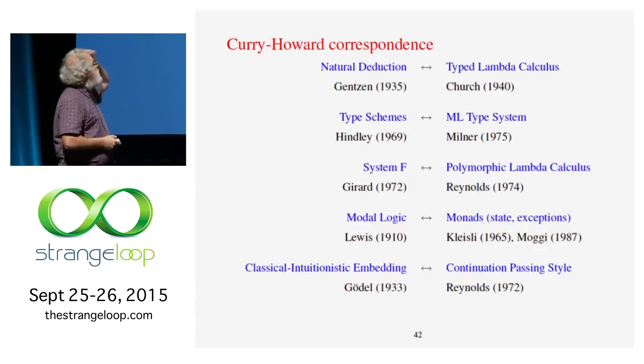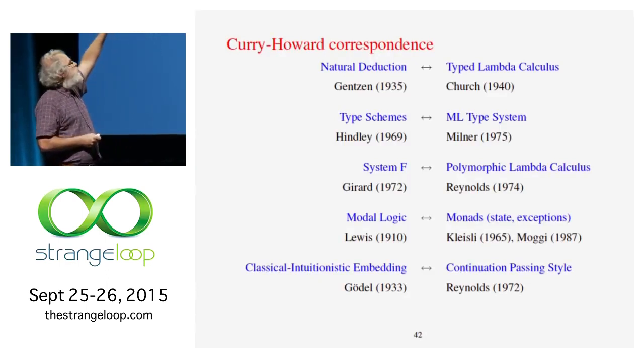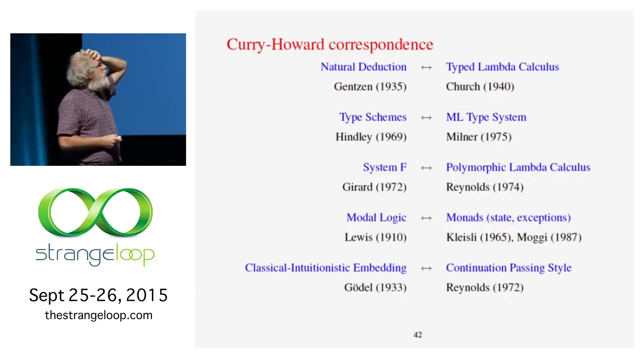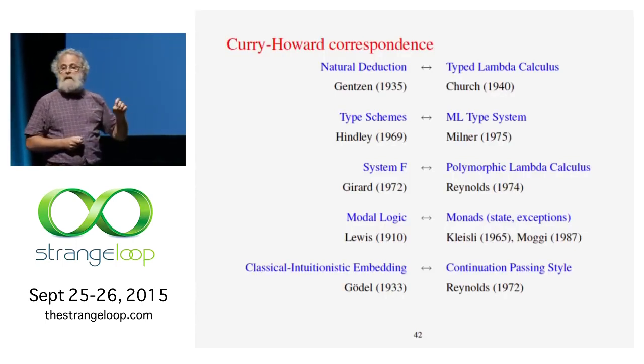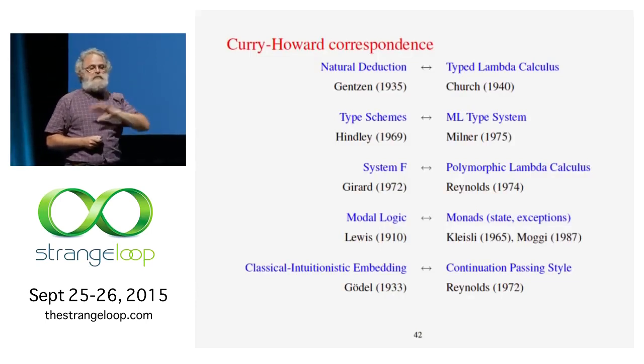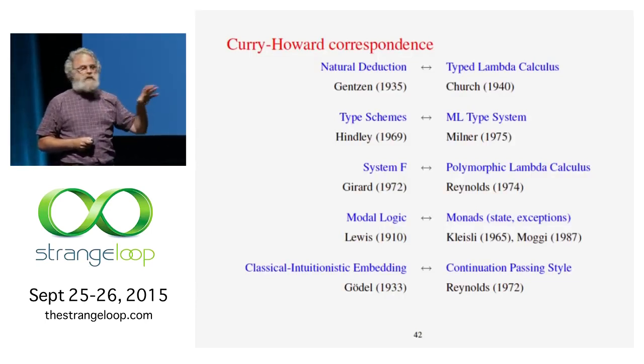So here's just a couple of ways in which it works. And the interesting thing to note here is, for instance, the logician Hindley came up with type schemes, and the computer scientist Robin Milner came up with the type system of Standard ML, which is the basis for the type systems used in all functional languages now, like F# and Haskell.